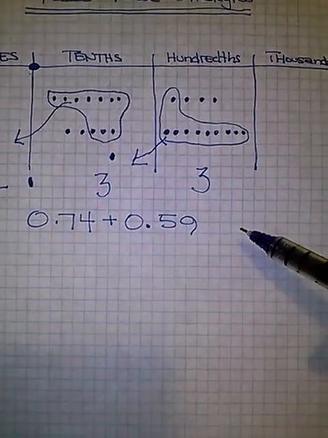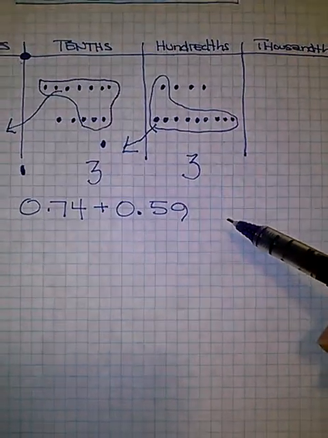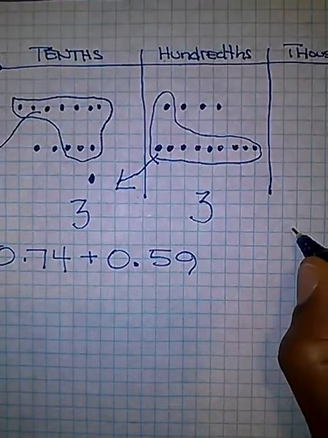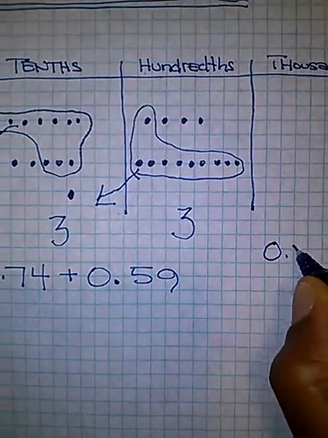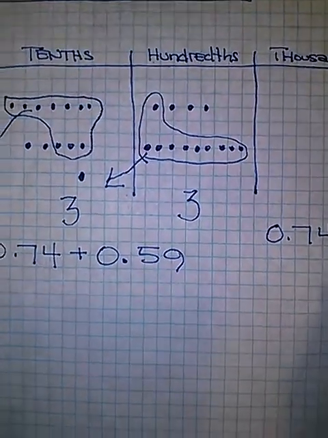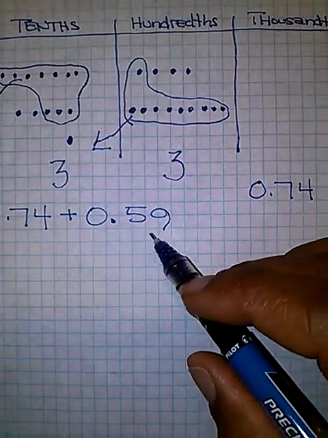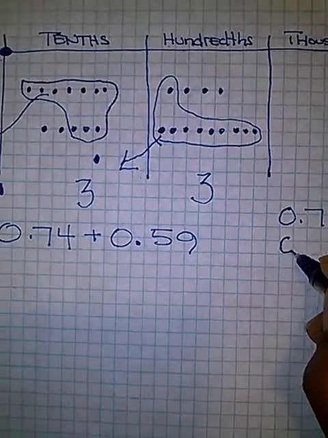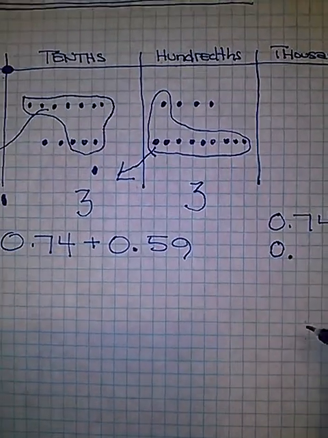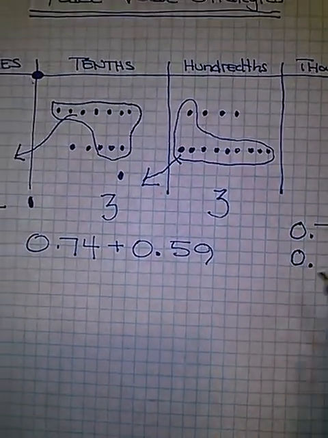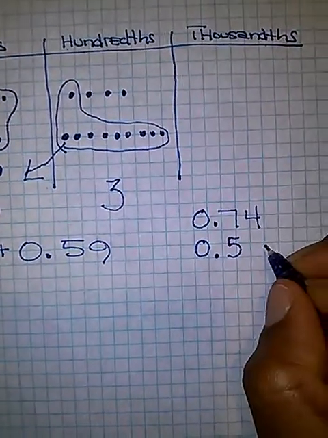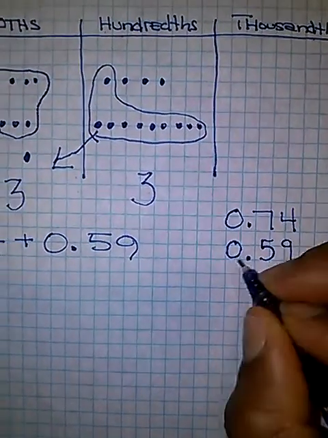Now we can check this problem vertically by lining up the add-ins. So we'll do that right here on the side, 74 hundredths. Now in this case, when we place the 59 hundredths, we must make sure that the place values are together. So the 5 is in the tenths. I will line that up right under the 7, and the 9 is in the hundredths.